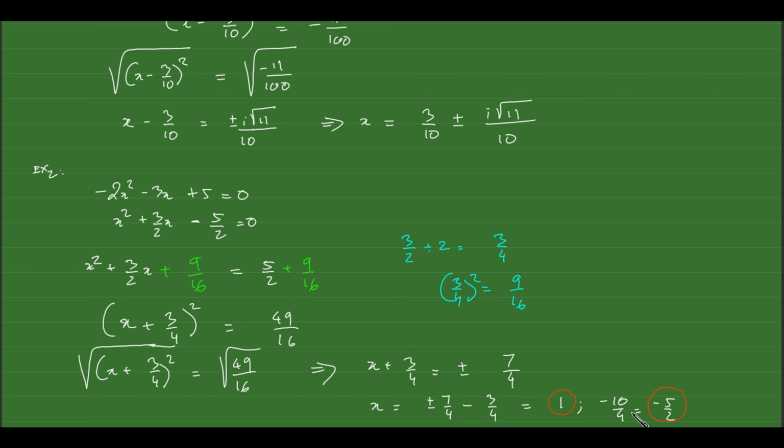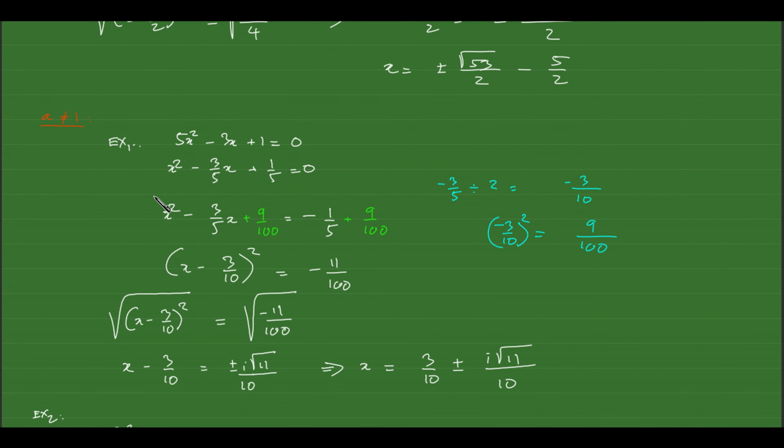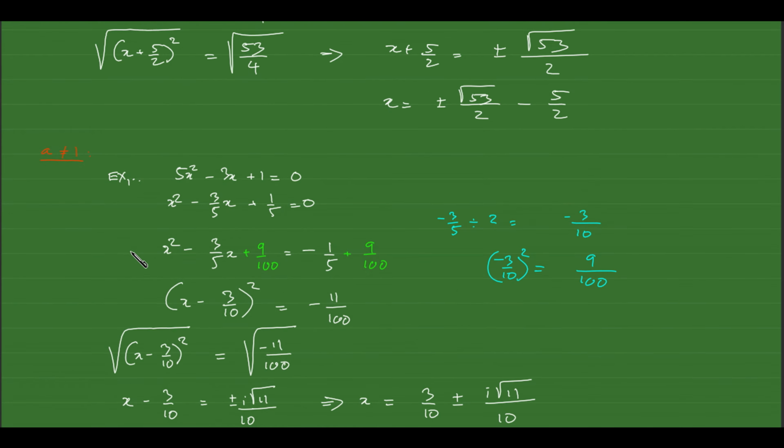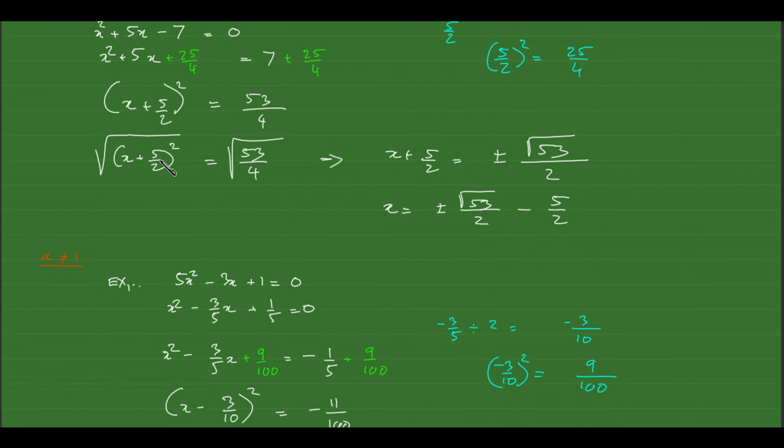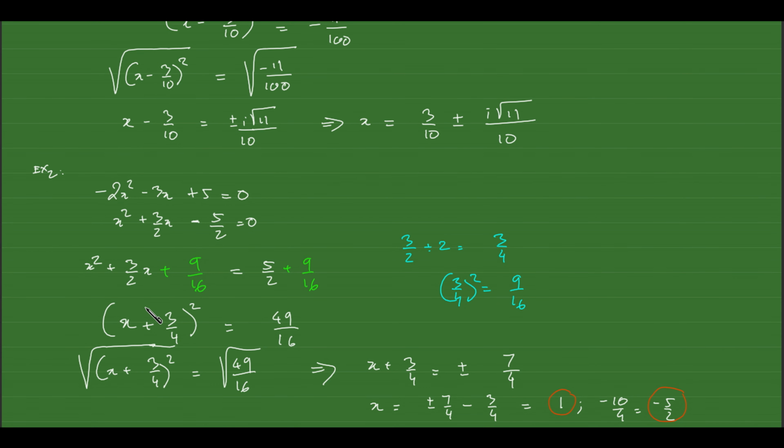Okay. So that's the difference between when a equals 1 and a is not equal to 1. You just need to divide both sides by the a value. Then you see that it becomes 1. And it should be positive, okay? Because see, all the terms here are positive. If it is negative, you can divide both sides by negative. All positive. Otherwise, it's hard for you to complete the square.